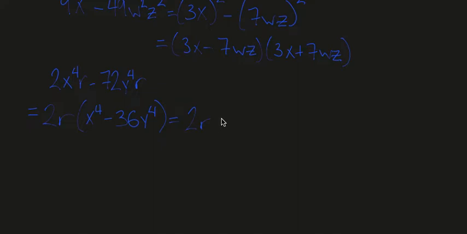This is going to be 2r times, now we think of one term times itself that gives you x to the 4th. That will be x squared, minus what term gets us 36 y to the 4th. That's going to be 6y squared. And finally, x to the 4th minus 36y to the 4th will break down into x squared minus 6y squared times x squared plus 6y squared.